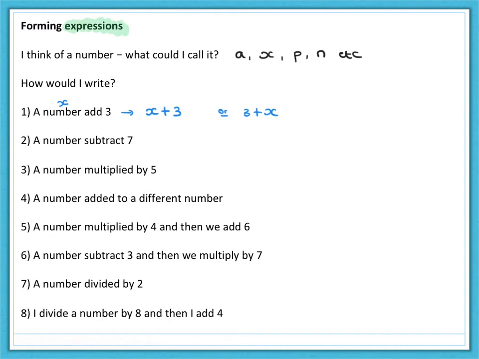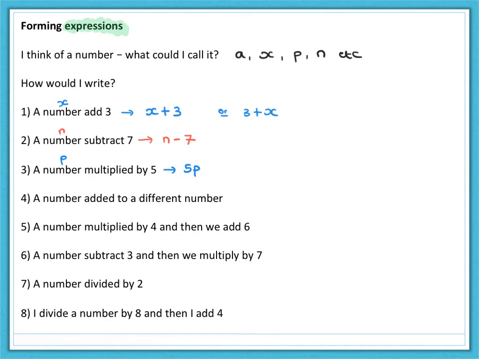Number 2, I think of a number, I'm going to call it n, and I subtract 7. n take away 7. Now we're going to leave it as n take away 7 for the moment. We're not going to try and rewrite it in another way. Number 3, I think of a number, I'll call it p, and I multiply it by 5. This gives me 5p.